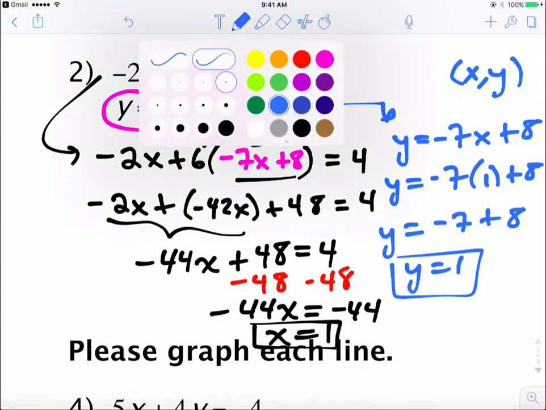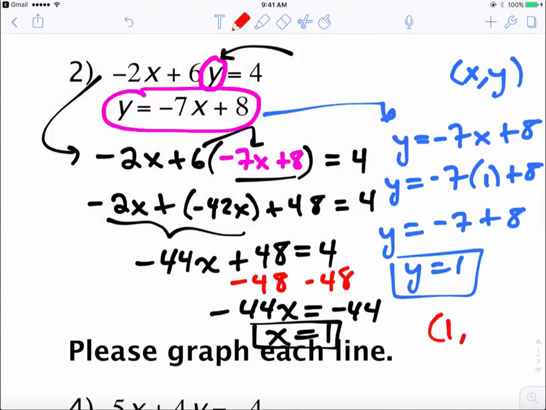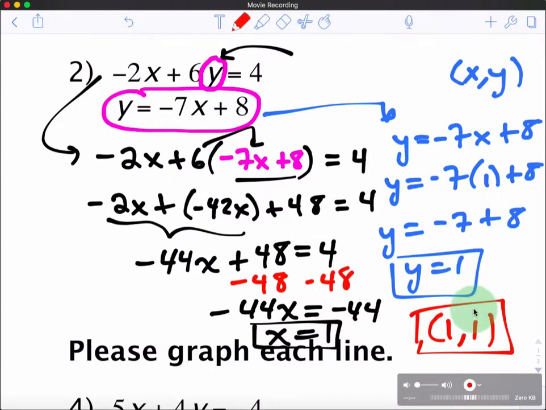So it appears that our solution to this system of equations is the ordered pair (1, 1). What I like to do is always check, and I like to check with the equation other than the one I just used to find y. So let's try it here. -2 times 1 is -2, plus 6 times 1, -2 plus 6 is 4. Amazing, we're good to go.